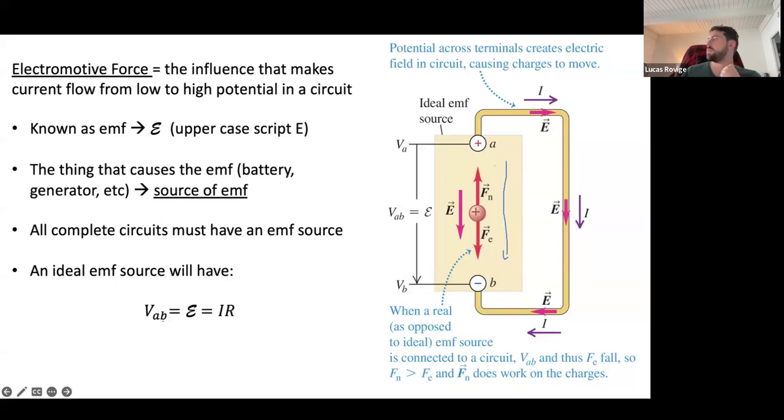Okay, and so if you have an ideal EMF source, then your EMF won't have any internal resistance, and so you can assume that the EMF, electromotive force, will be exactly equal to the potential at the end of your device. And so if you have a resistor somewhere in your system, then the potential will be equal to the current multiplied by the resistance in your system.